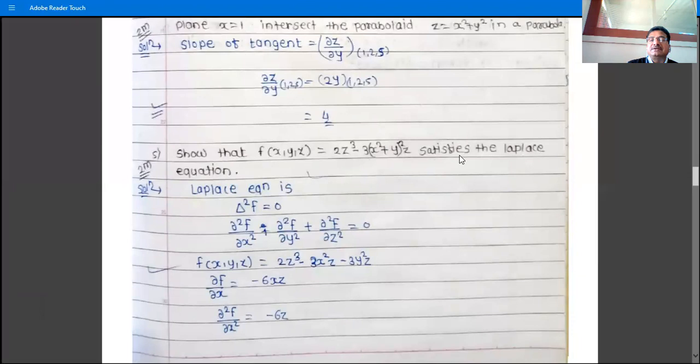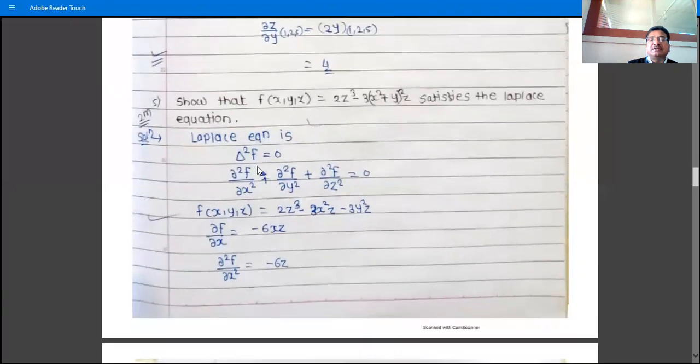Show that this equation satisfies the Laplace equation. So what is the Laplace equation? Del square f is equal to 0, that is, the second partial derivative of f with respect to x plus the second partial derivative of f with respect to y plus the second partial derivative of f with respect to z is equal to 0. This is called the Laplace equation, and we have to show that this function satisfies the Laplace equation.